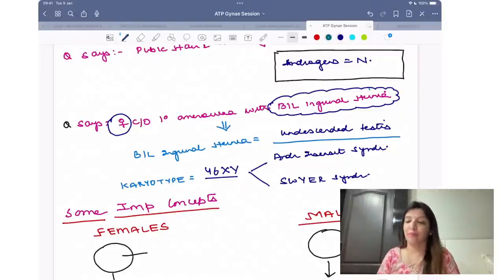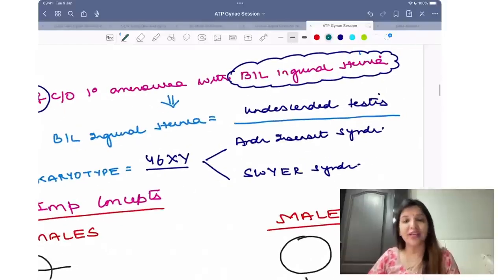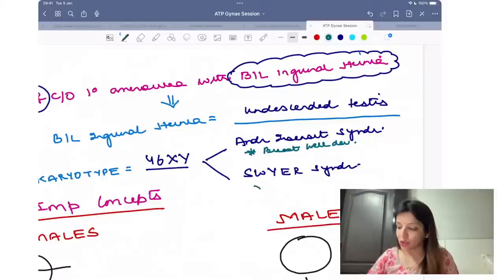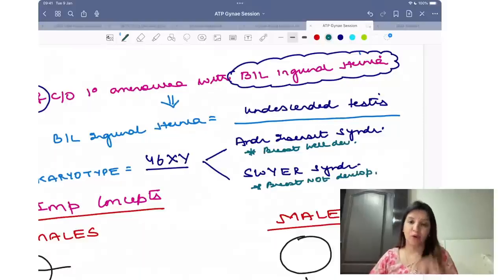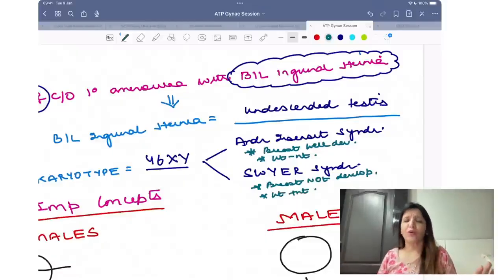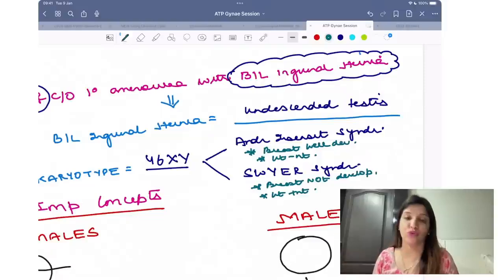अब कैसे चूज करोगे अपना आंसर? Androgen insensitivity syndrome के question में they will say breast is well developed. Swyer's syndrome में breast is not developed. Second important thing, androgen insensitivity में uterus is absent. Swyer's में uterus present. And now your questions are super easy for you to solve.